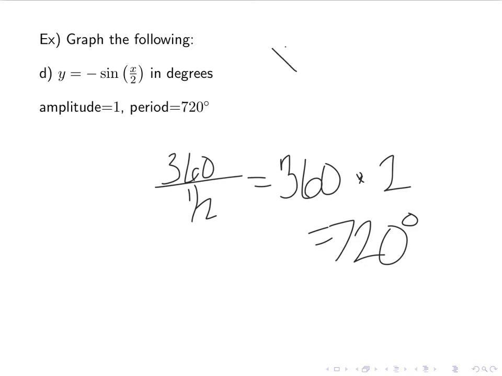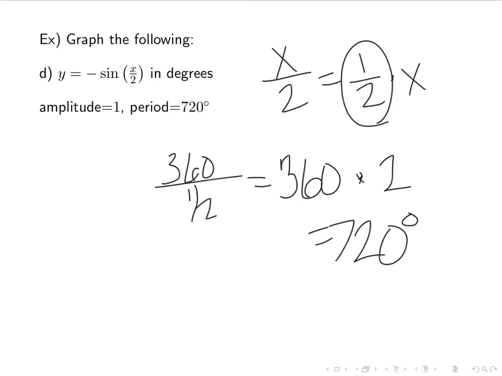And again, x over 2, that's the same as 1/2 times x. So that's why b is a half. It's okay.